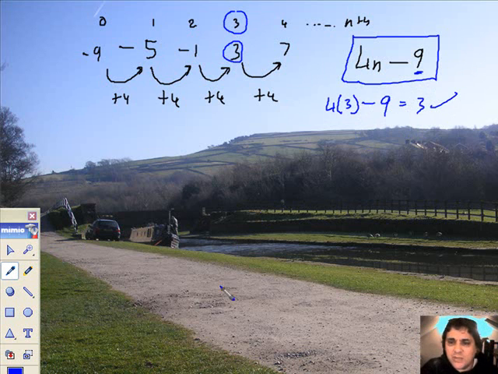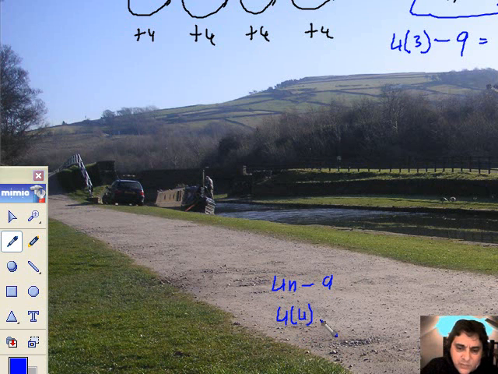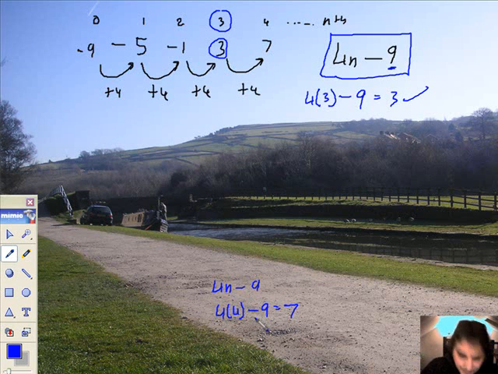Do it one more just to be absolutely sure. I'm testing 4n minus 9. Let's take the 4th one. So 4 times 4 is 16. 16 take away 9 is 7. And look, the 4th member of the family is in fact 7. So I know that's right, and I know the sequence is correct.